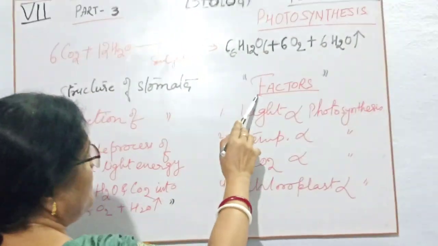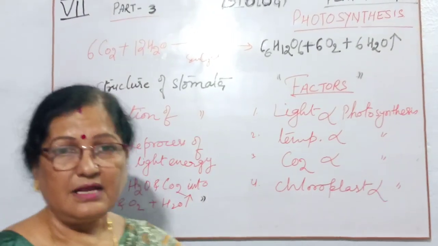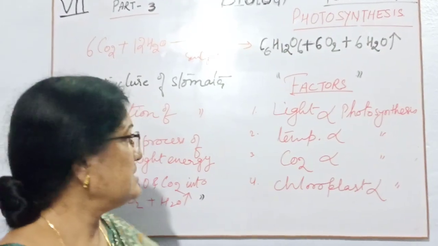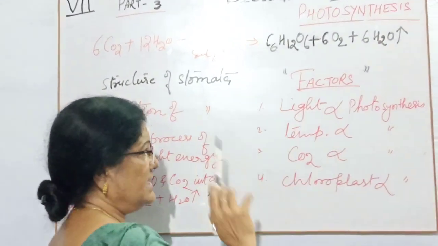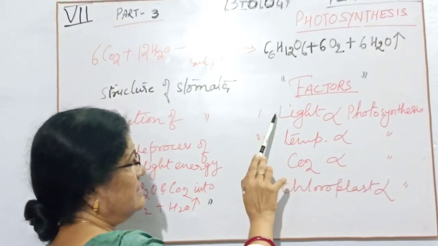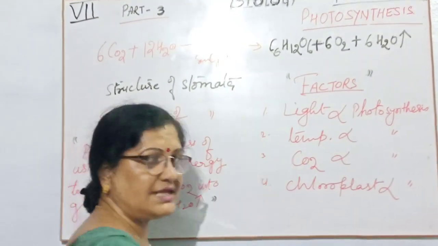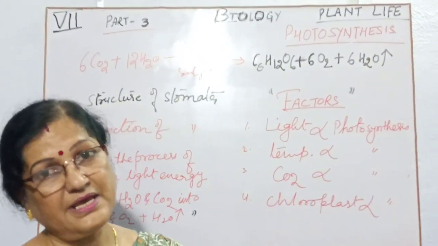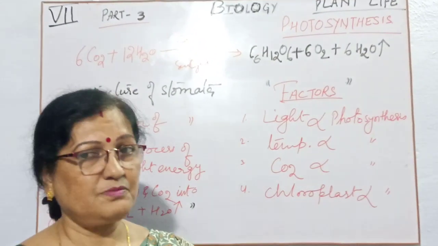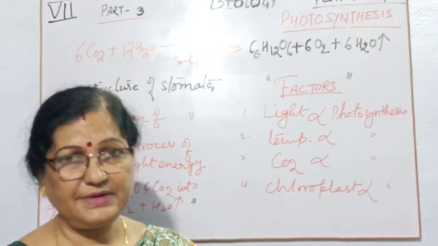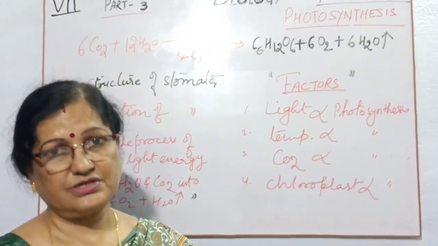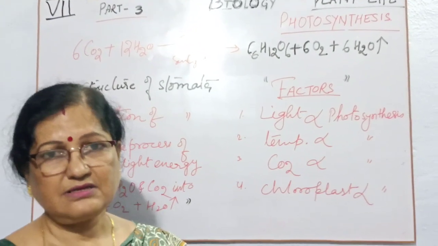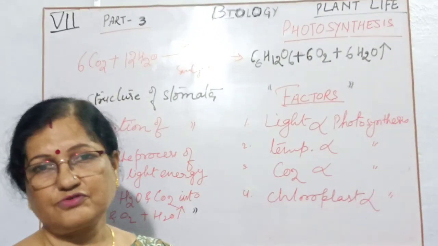Now there are some factors which can increase or decrease the rate of photosynthesis. See, first factor is light or sunlight. As I have written here, light is directly proportional to photosynthesis. That means as light intensity increases, the rate of photosynthesis also increases. But there should be a limit, up to some range. After that, the plant will close its stomata and sunlight cannot enter through it, and photosynthesis will be stopped.